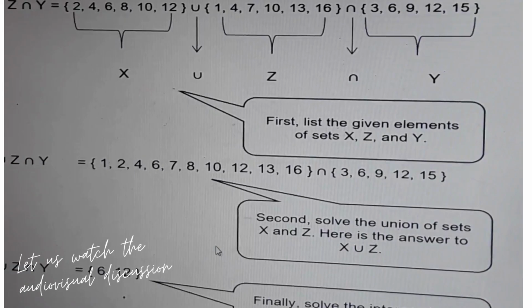Intersection with Z and Y, and after that the union with X and Z. So what are the intersection with X, Z and Y?